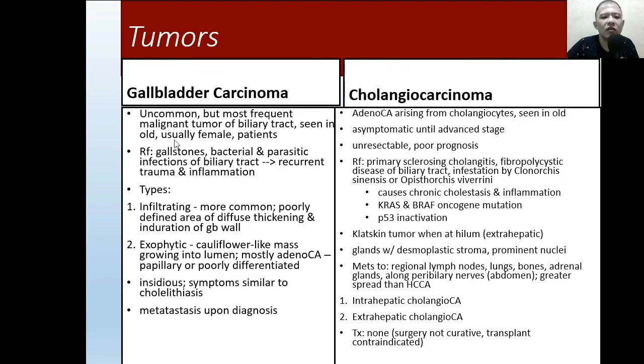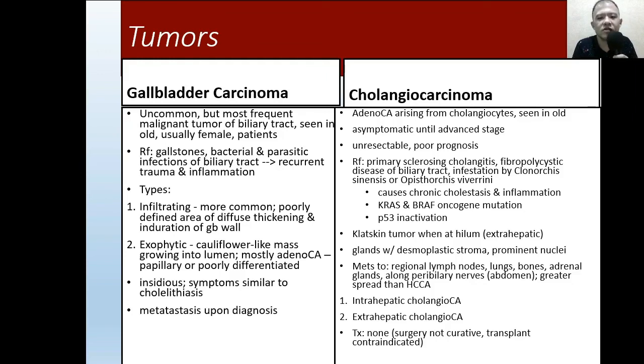you have the risk factors, gallstones, okay, and infections, because what happens here is there is chronic irritation of the gallbladder epithelium. Okay, and we have two types. If the tumor is inside, that is infiltrating, okay, which is more common. If the tumor is outside, that occurs in the serosal part, then that is exophytic.